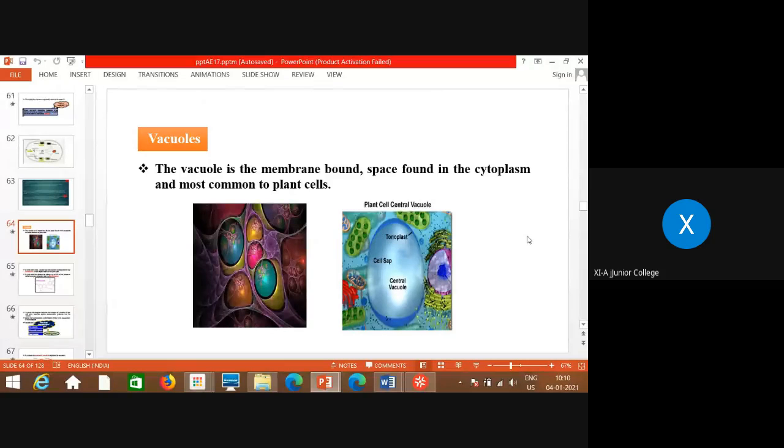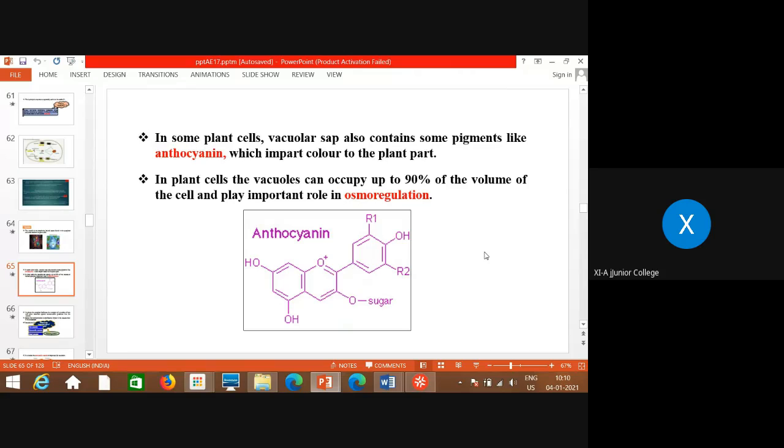So remember that vacuoles are nothing but the membrane bound space found in the cytoplasm, and the concentration of the vacuole is greater than the cytoplasm because of the ions present in it. So ion concentration is increased, and exchange of ions takes place in the vacuole. Now in the cytoplasm itself, different types of organelles are present, and vacuoles are considered important for specific functions.